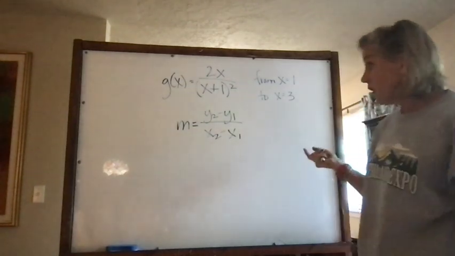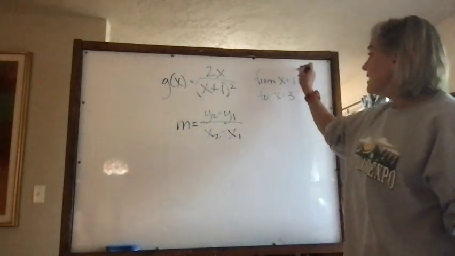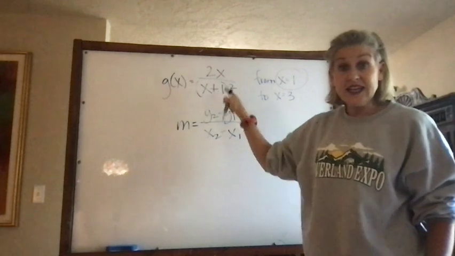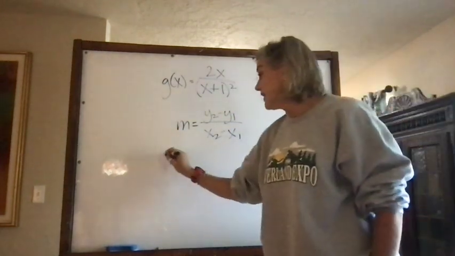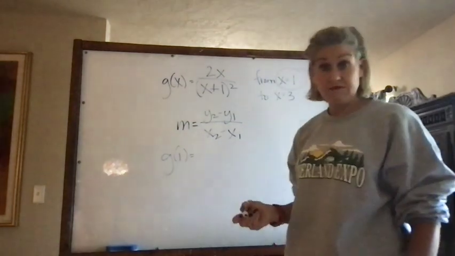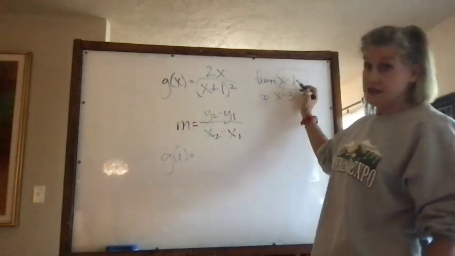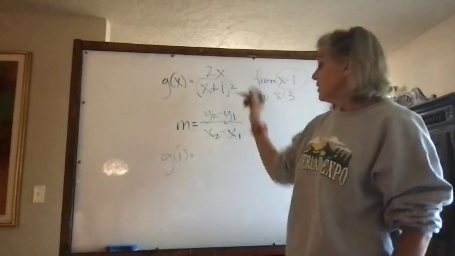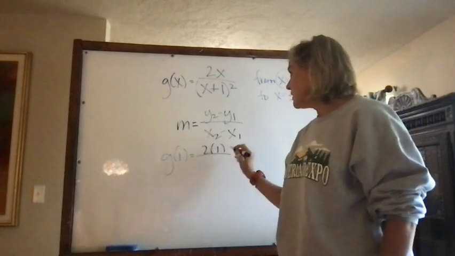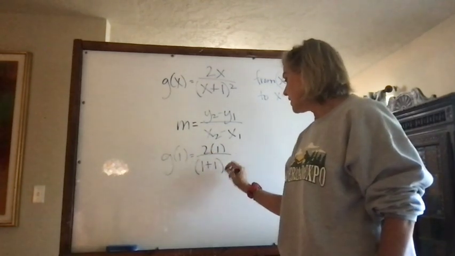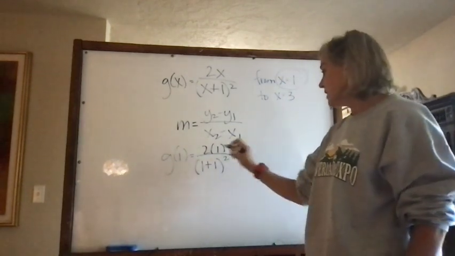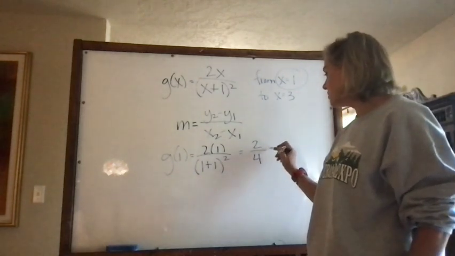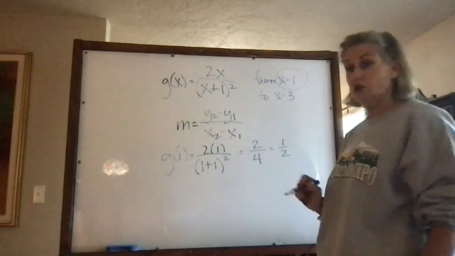Super easy. What you're going to do every single time is, let's take the first x value, x equals 1, and we're going to put it into the function. So we got to find g of 1. Okay, that's step 1. Pick one of the x's, doesn't matter. Plug it into the given function, do the math. 2 times 1 over 1 plus 1 squared. Okay, 2 times 1 is 2. 1 plus 1 is 2. 2 squared is 4. 2 over 4 reduces to 1/2.